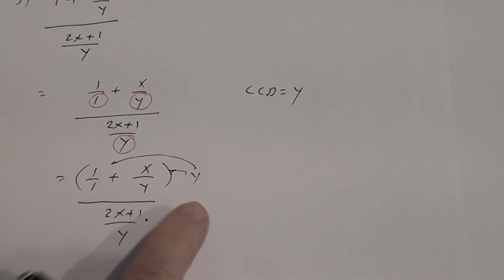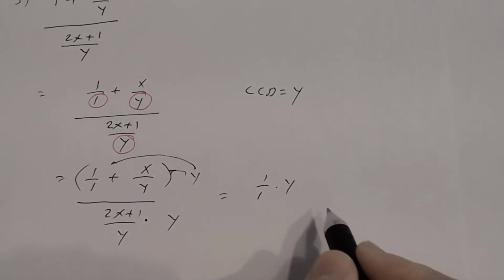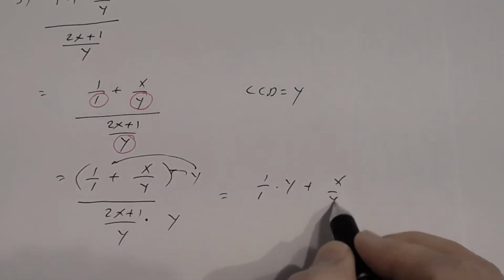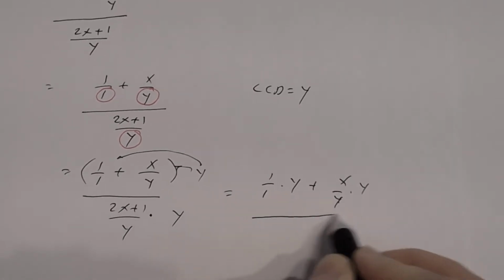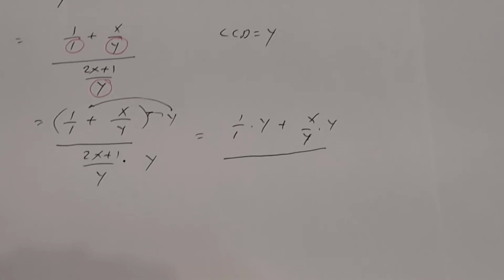So when I distribute, I want you to see what's happening. I have 1 divided by 1 times y plus x divided by y times y, divided by, and then this fraction. Think of a term as a fraction. It does help.